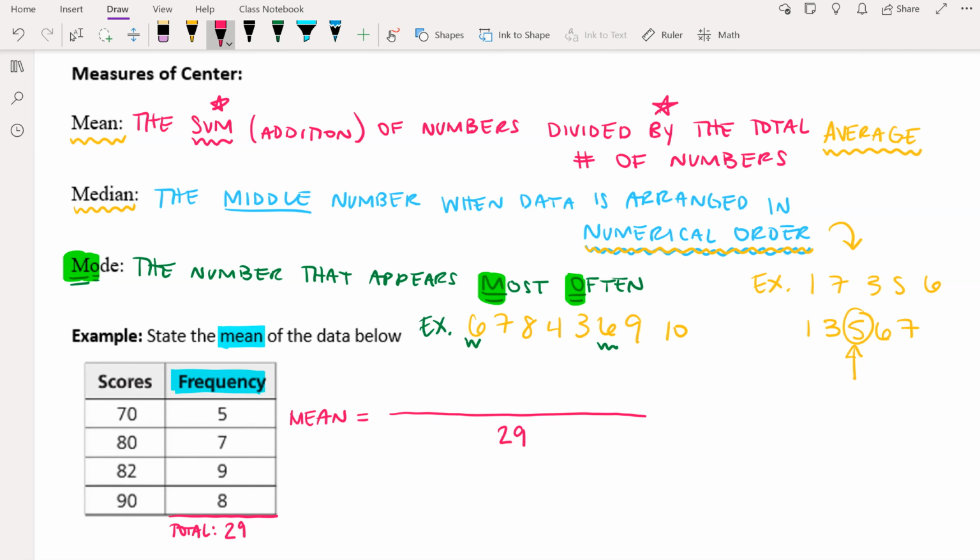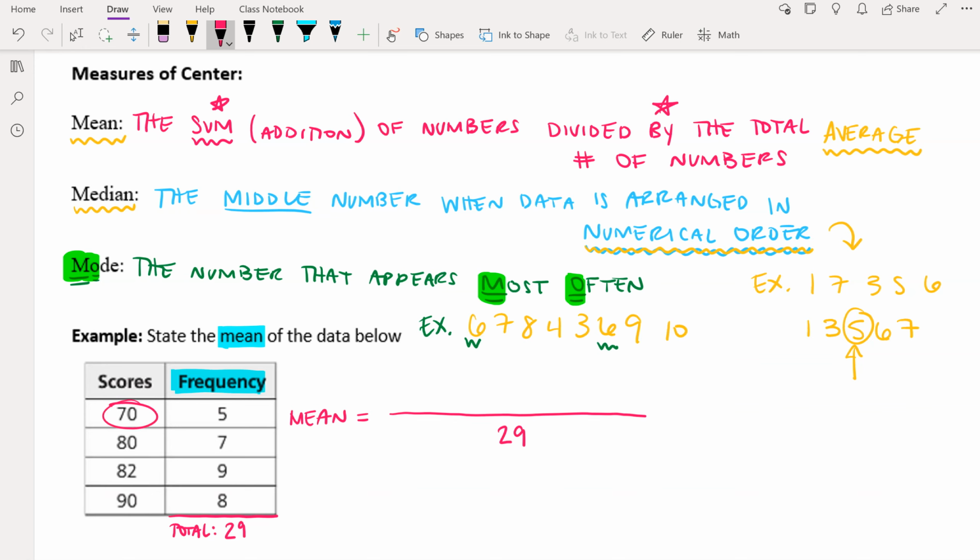29 tests total. There's 29 students who took the test. And then the tricky part for a frequency table type mean is that sometimes it would look like you just have 4 scores here. But you don't just have 4 scores. You have 29 scores. So we have a couple options how we can do this.